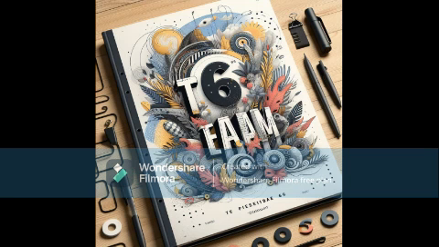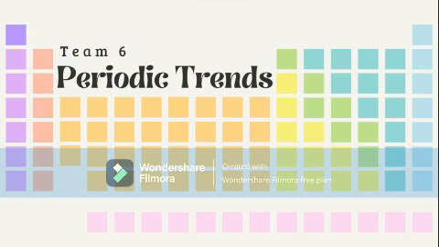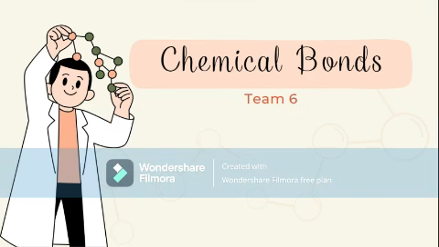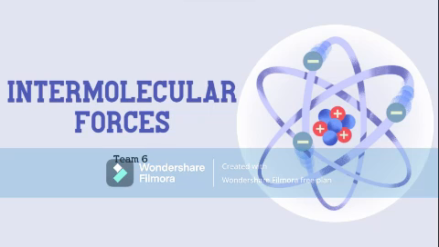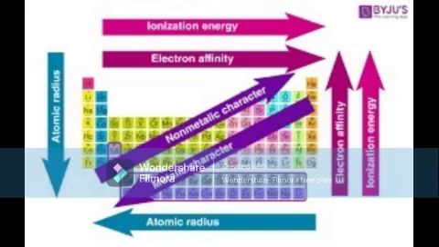Hello, we are Team 6, and I will explain to you about three topics: periodic trends, chemical bonds, and intermolecular forces. The different periodic trends are atomic sizes, which can be defined as the distance between the nucleus and the outermost energy level of the atom.